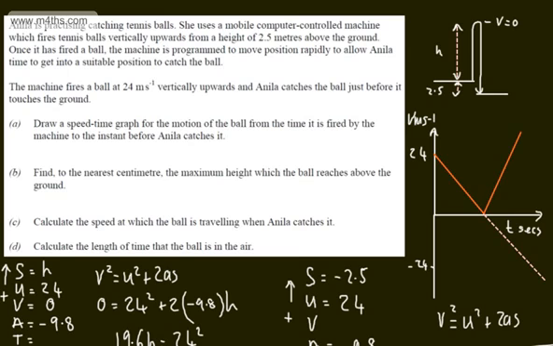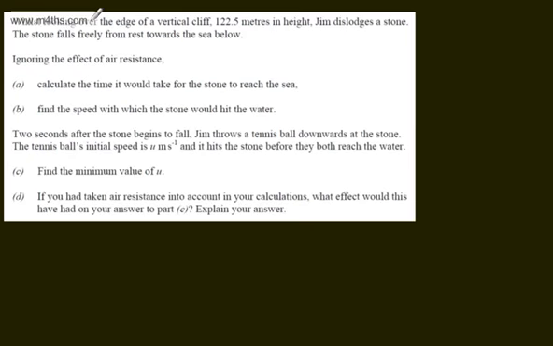Let's have a look at another one. Whilst looking over the edge of a vertical cliff 122.5 metres in height, Jim dislodges a stone. The stone falls freely from rest towards the sea below. Ignoring the effects of air resistance, A, calculate the time it would take for the stone to reach the sea. B, find the speed with which the stone would hit the water.